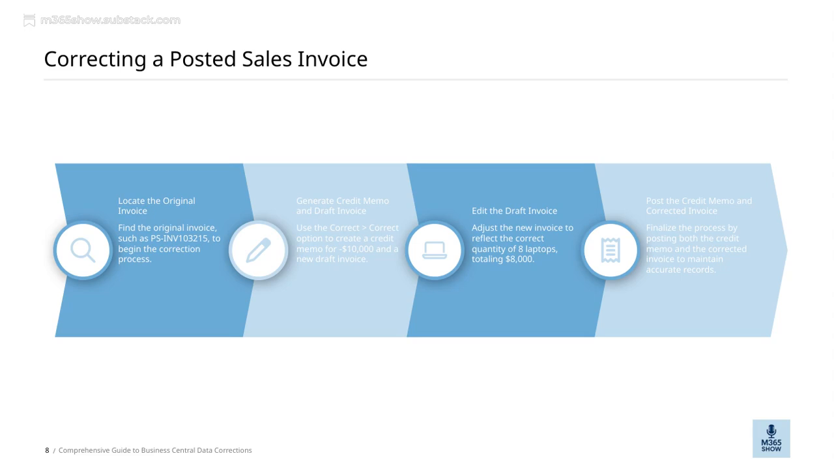Next, you'll edit this draft invoice to reflect the correct details. For example, adjusting the quantity to 8 laptops, which totals $8,000. This step ensures that your invoice accurately represents the sale.